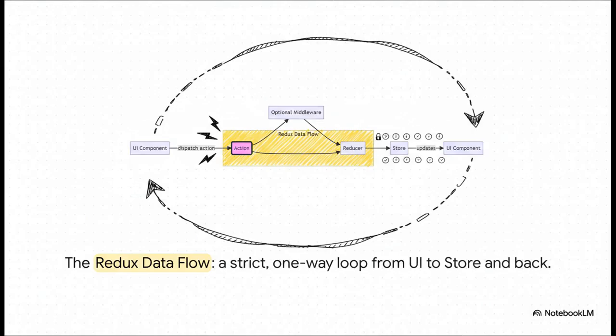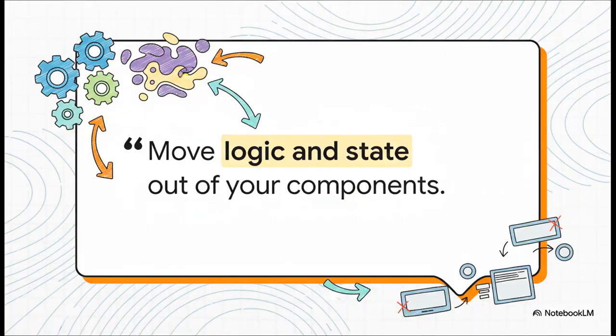This diagram just perfectly illustrates Redux's strict, one-way data flow. Notice how everything follows this loop. A component dispatches an action, which goes through a reducer to update the central store. This whole process guarantees you can always trace exactly how and why your state changed, which makes your app incredibly predictable. Now, the second philosophy, which you'll see in libraries like MobX, takes a totally different approach.